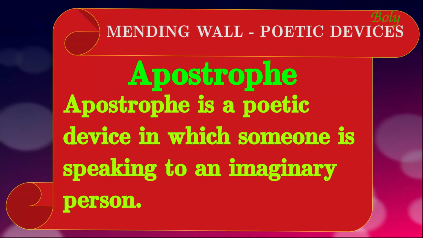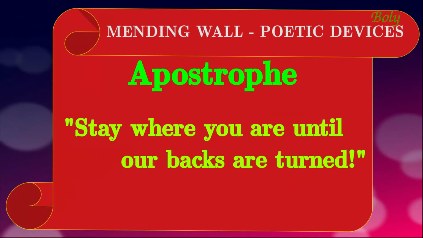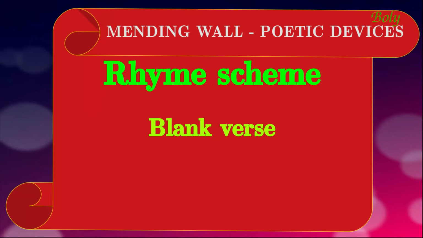Another poetic device we find in the poem is apostrophe. Apostrophe is a device in which we see somebody speaking to an imaginary person. In the line, stay where you are until our backs are turned, this poetic device is used, apostrophe. Here, the speaker is speaking to an imaginary person. There is no person at all. Now let's check the rhyme scheme of the poem. We cannot see any rhymed lines in this poem, and so we call the rhyme scheme blank verse. Blank verse is written with regular metrical but unrhymed lines.